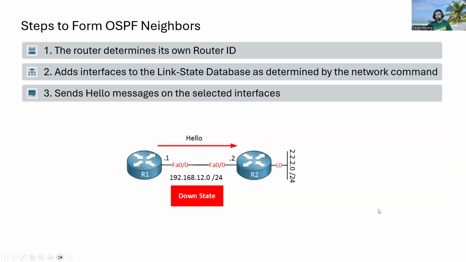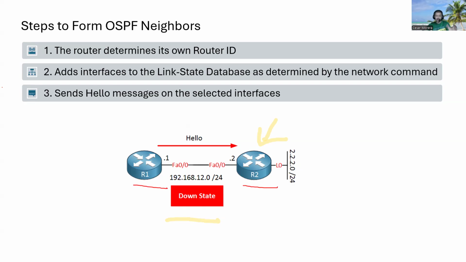The first thing you do, and basically this is to form a neighbor relationship using OSPF between two routers. At this moment, we are in down state. Down state. Look at that. And let me just change to a red color. Both routers are down. Basically, there is no communication. So nothing is happening yet.